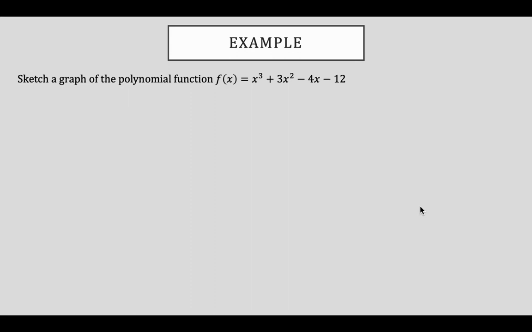Sketch a graph of the polynomial function f of x is equal to x cubed plus 3x squared minus 4x minus 12. As we said, always begin with the leading coefficient test to determine the end behavior of the function. All right, we identify our highest power of x. That term is 1x cubed. We have an odd degree polynomial with a positive leading coefficient.